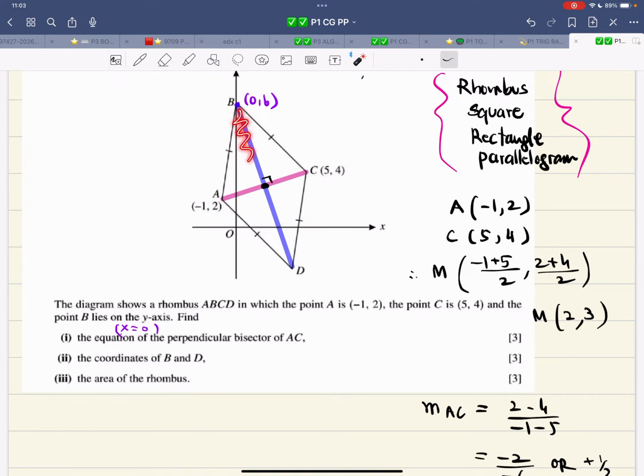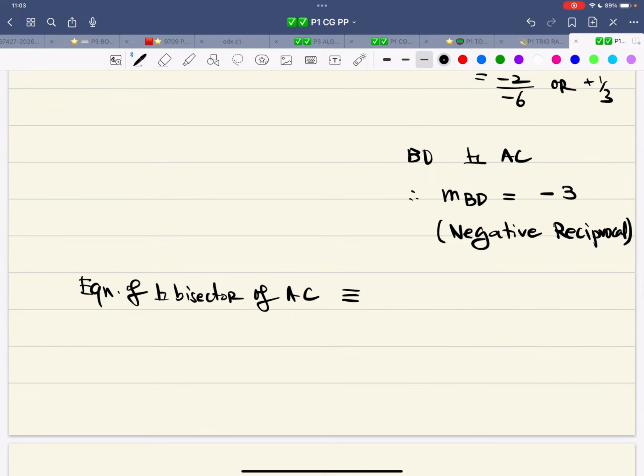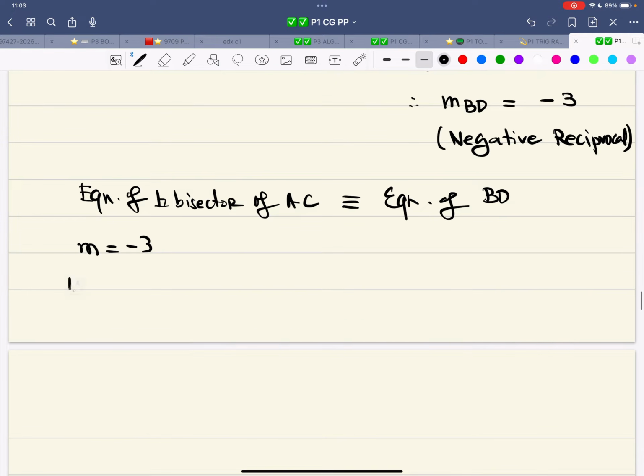So this is technically the perpendicular bisector. It's passing through M. Therefore, the equation of the perpendicular bisector of AC is identical to the equation of BD. So the gradient is negative 3, the point is (2, 3). The midpoint is (2, 3). Therefore, apply the concept y equals mx plus c. That can be applied also. So y equals minus 3x plus c.